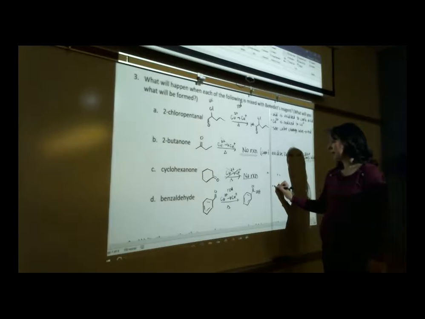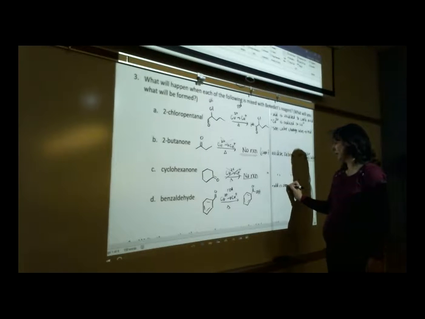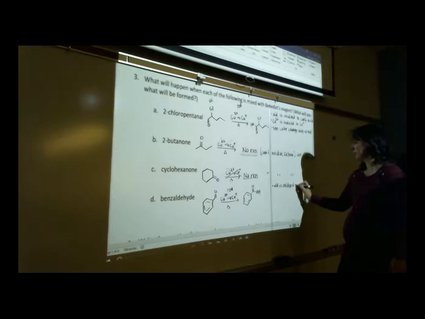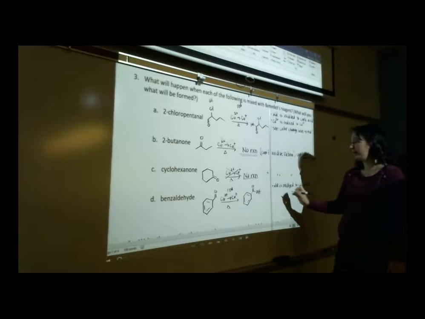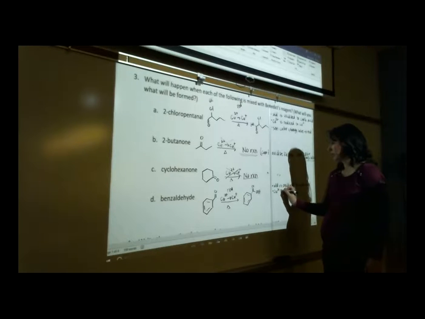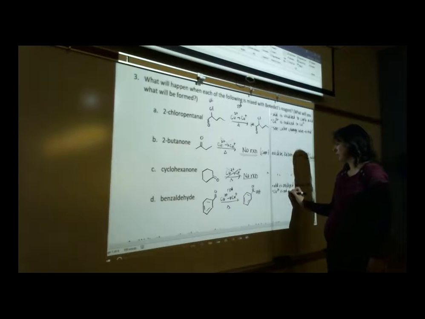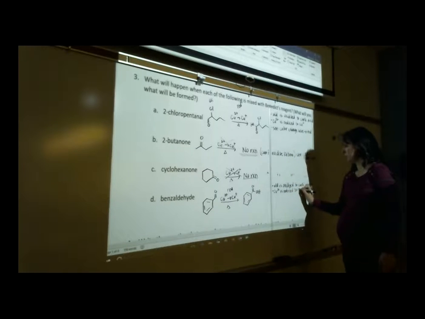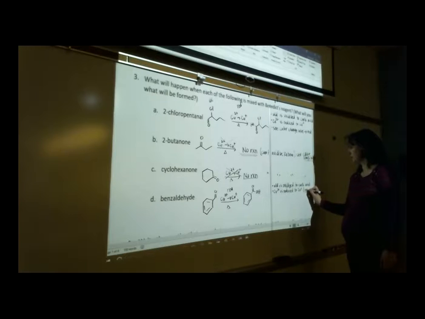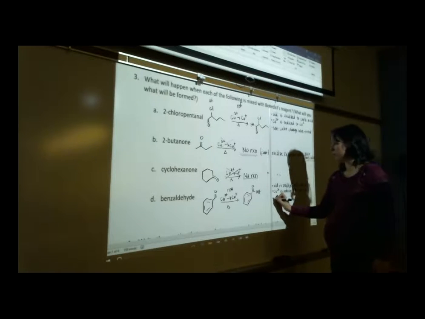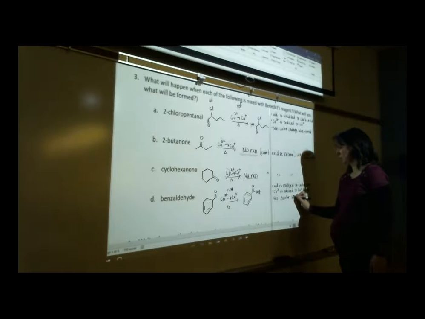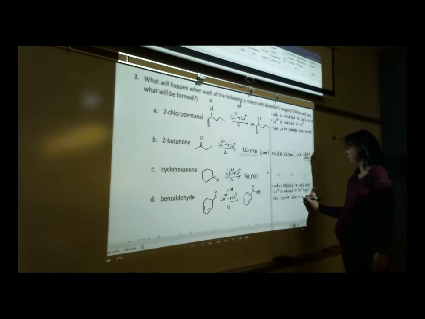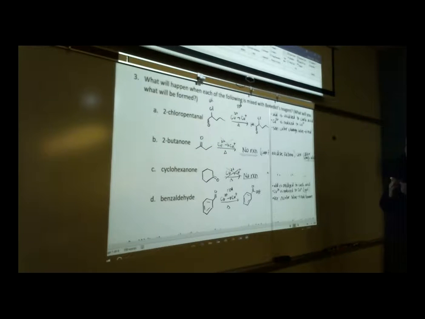So the aldehyde, again, is oxidized to a carboxylic acid. And copper 2 is reduced to copper 1, which comes out as a precipitate. Right, so what do you see? You see a change in color from blue to red. It's a reddish brown. Right, you see that precipitate come right out.